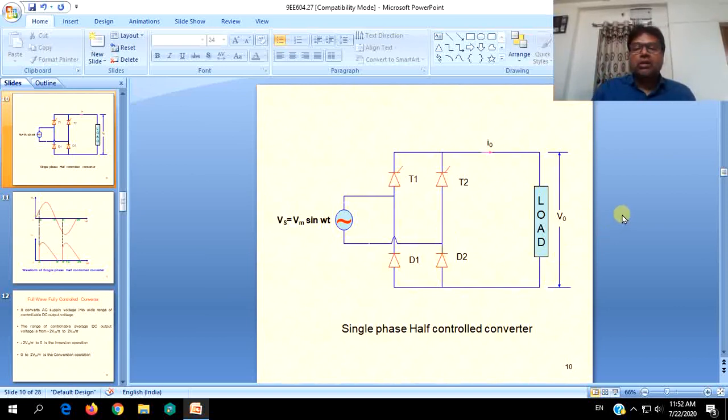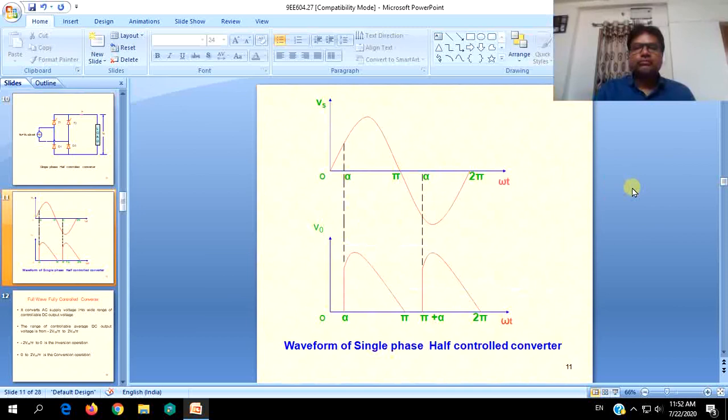So that is semi conversion or half control. You cannot control the conduction of D2, only you can control the conduction of either T1 or T2 in the positive and negative half cycles. This is the waveform in the previous circuit when all the devices were uncontrolled. The waveform was just similar to the supply voltage from 0 to alpha. Whatever supply voltage was there, the full sinusoid was applied across the load.